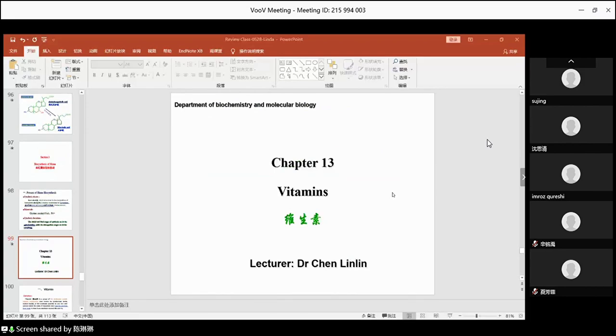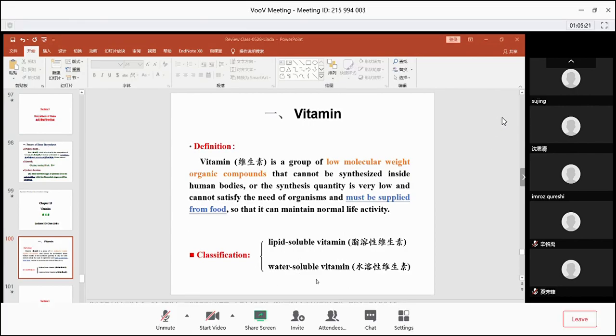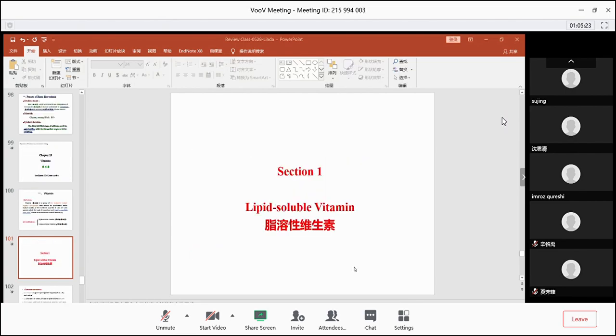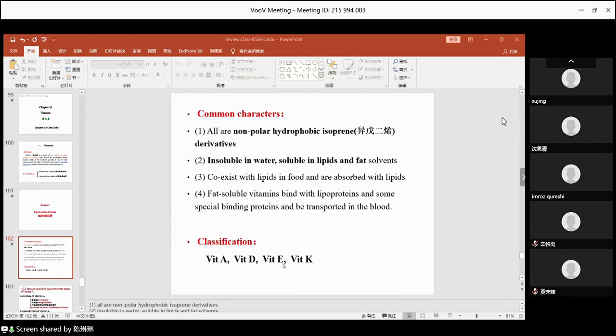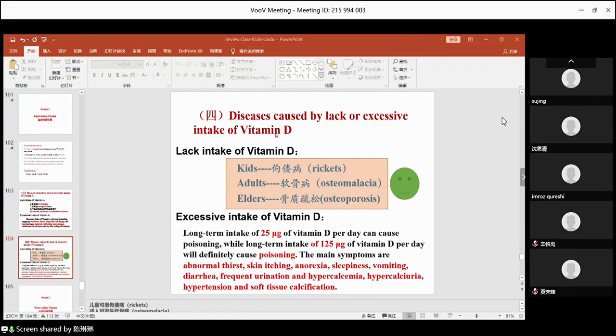And for chapter 13, vitamins, first you should remember the classifications of vitamins, the lipid-soluble vitamins and water-soluble vitamins. Remember the classification of each kind of vitamin, okay? A, D, E, and K are the lipid-soluble vitamins. And remember the diseases caused by lack or excessive intake of vitamin A, and lack of vitamin D. Remember the diseases very clearly, okay?